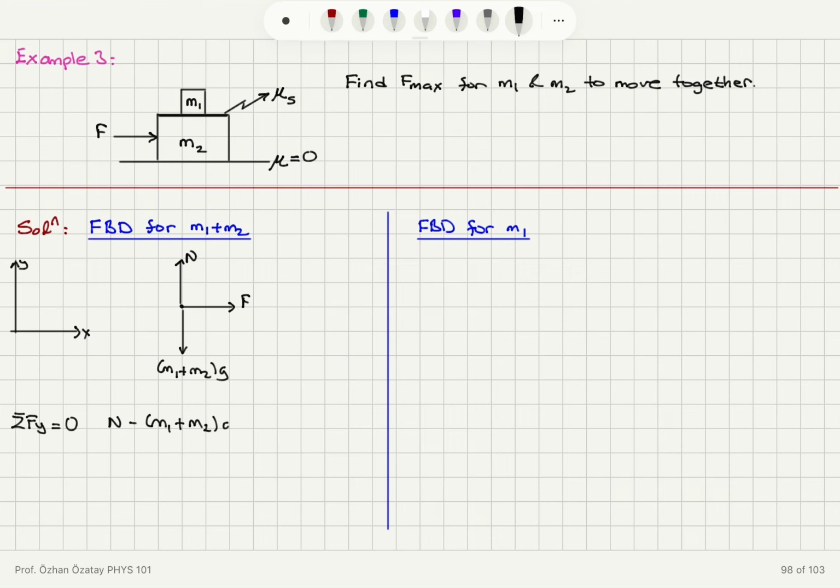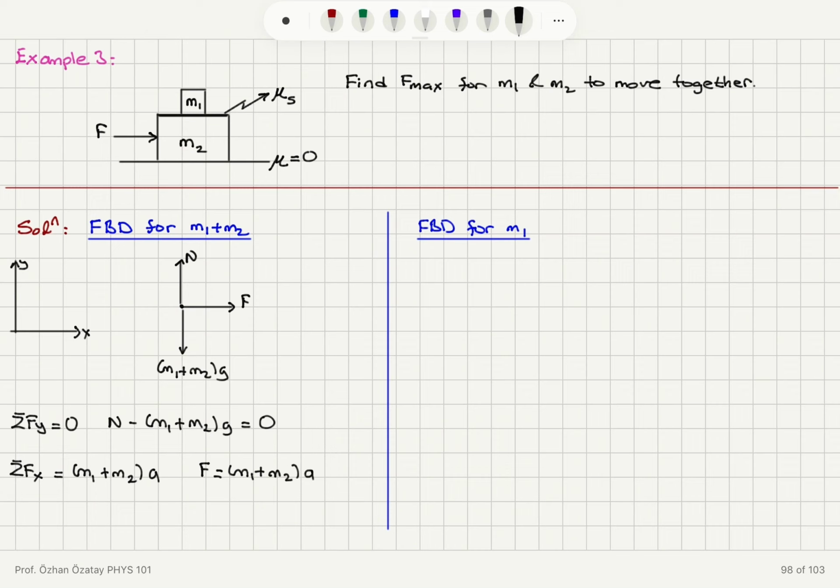And the net force on the x-axis must be equal to the total mass times the common acceleration a, because I want them to move together. That means F is equal to the only force on the x-axis, (M1 plus M2) times a.